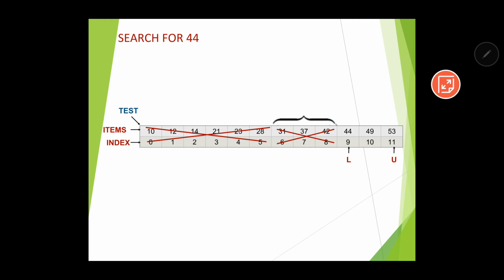So now we'll compare the data of the middle element. What is stored at index 10? 49 is stored at index 10. Now we'll compare that element with the element to be searched. Now 49 is greater than 44. That means we need to search to the left hand side of the middle element.